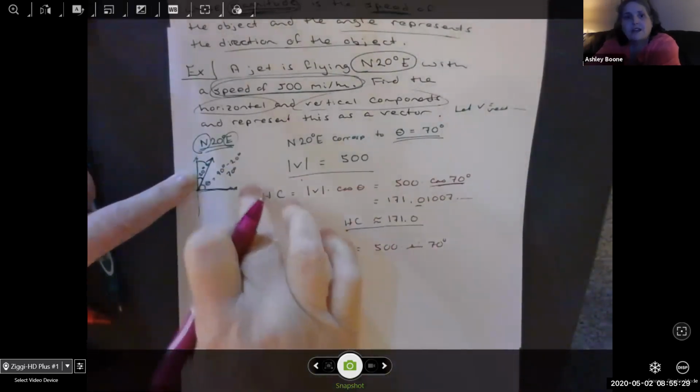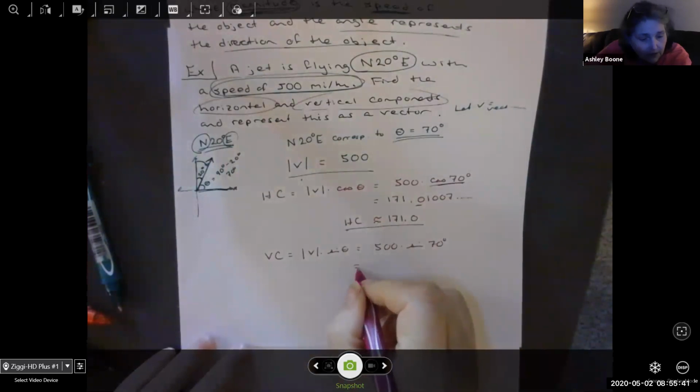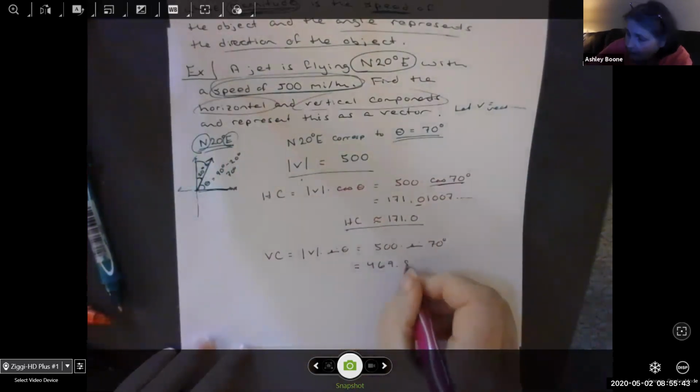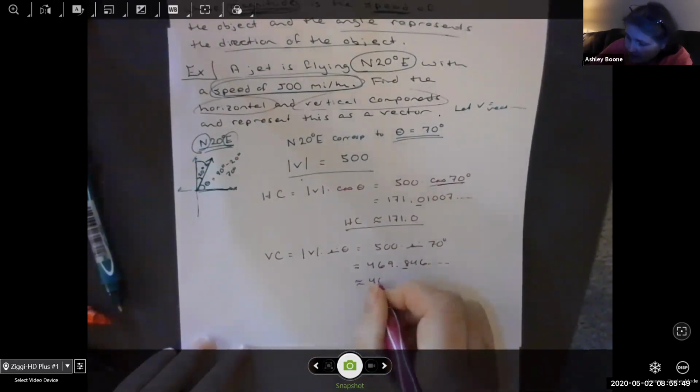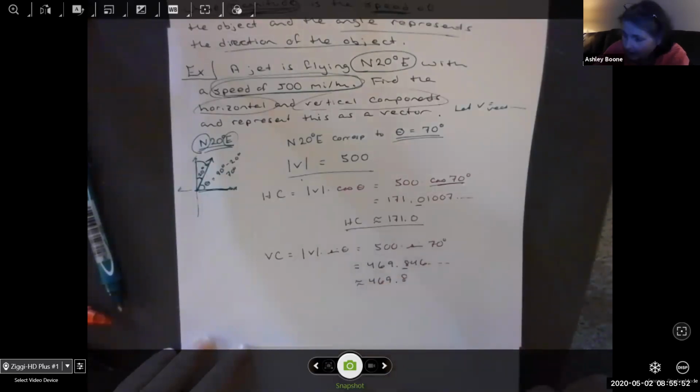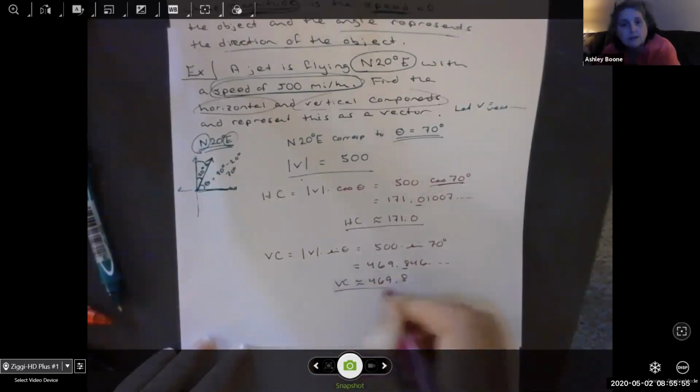We're going eastward and northward. Those are both considered positive directions. These should be positive values. And if you do 500 times sine of 70 degrees, you're going to end up with 469.846. It goes on. So again, I'm going to go to the 10th. That's approximately 469.8. Okay. So my vertical component is approximately 469.8.